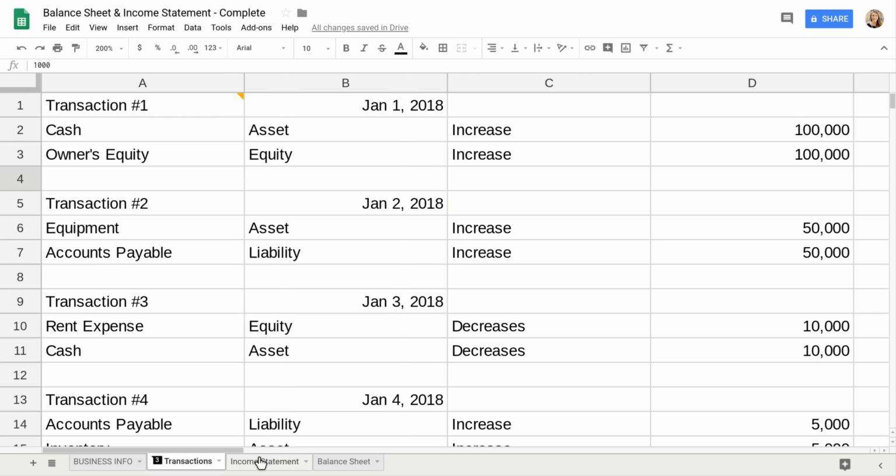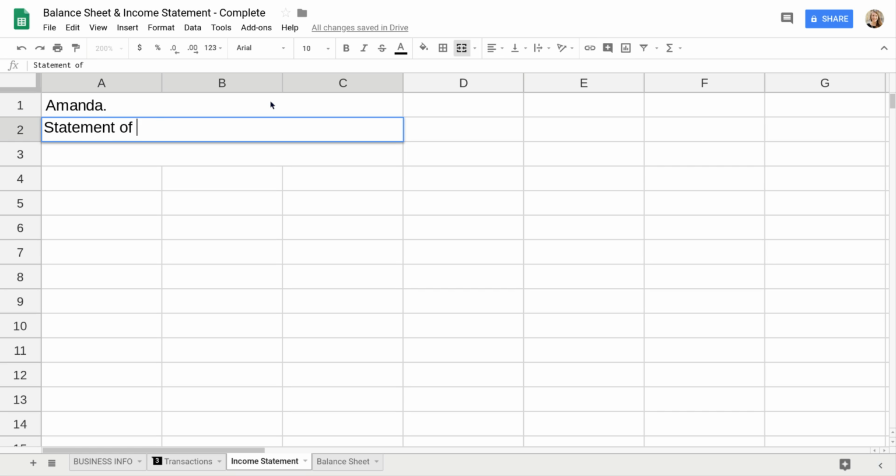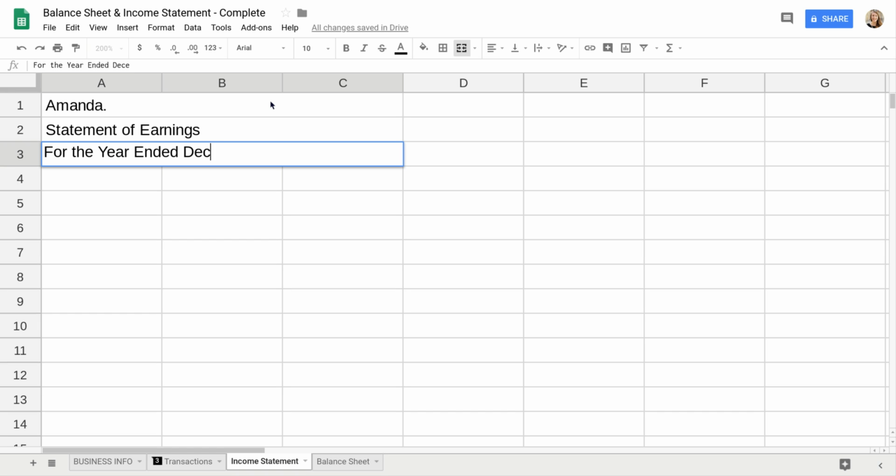So the next thing we're going to do is our income statement. Okay, so I am going to merge these cells just to make it look really nice here. I clicked this button up here, which is merge. So Amanda, full stop, income statement, or statement of earnings, which is the new one. I've always said income statement, so I'm a bit confused. And this is for the year ended December 31st, 2018.